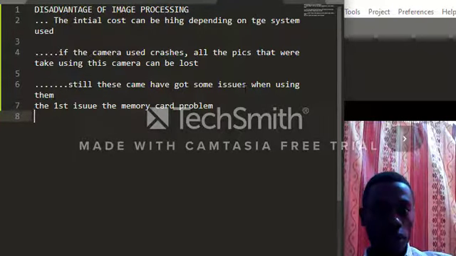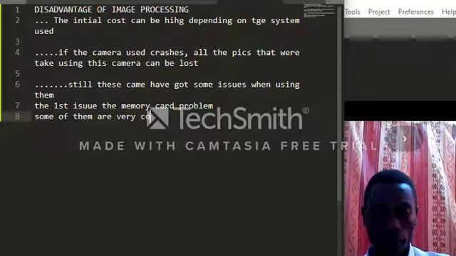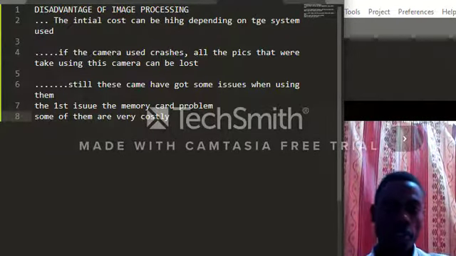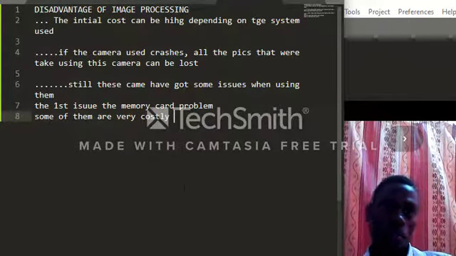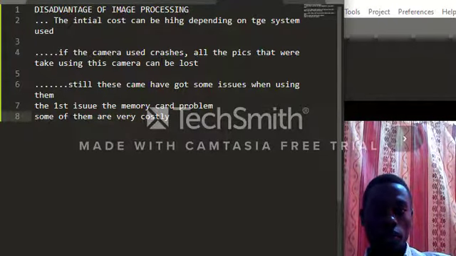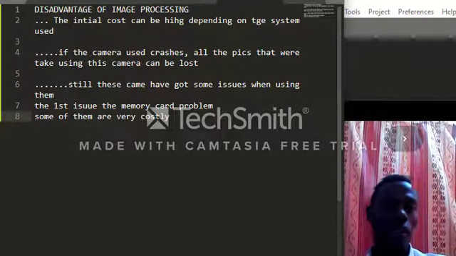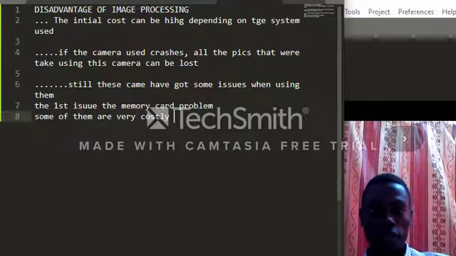So the second challenge with this camera is that some of them are very costly. They are expensive actually to buy, and when you decide to go with those that are not expensive, they normally take poor images. So for you to have cameras that can take clear pics, you need to go for expensive ones. If you can't afford, you face such a challenge.